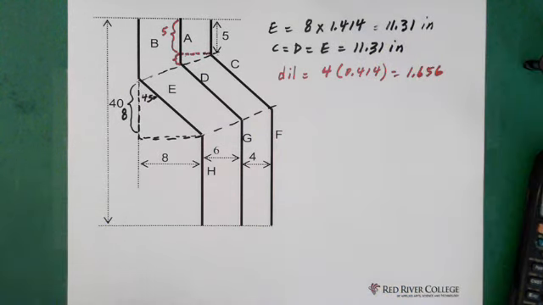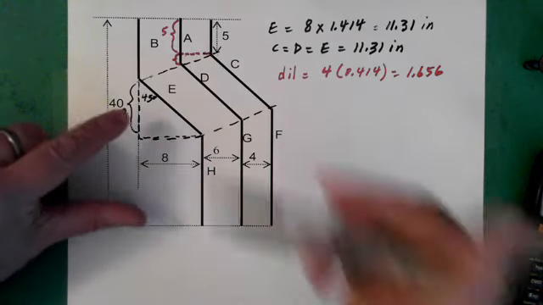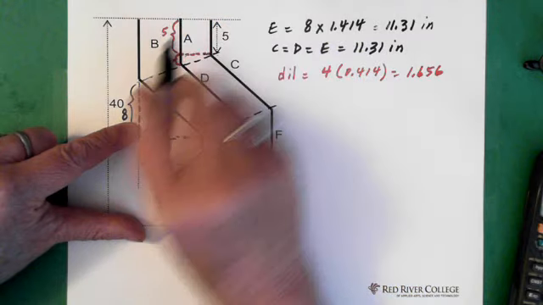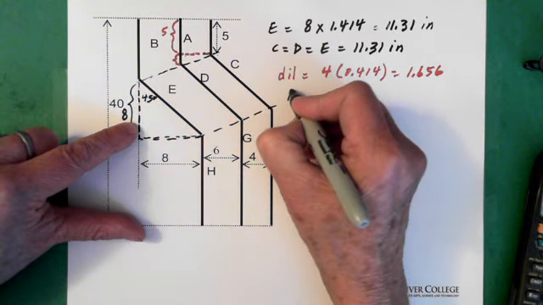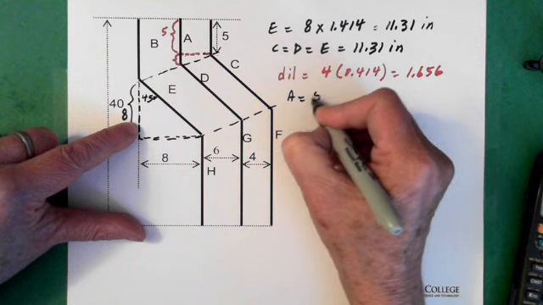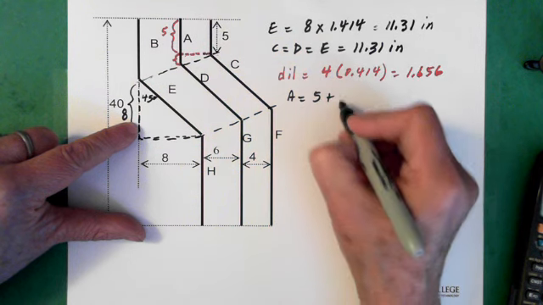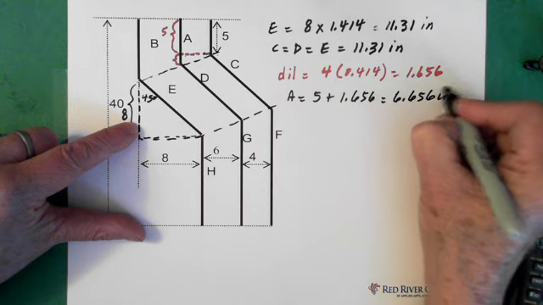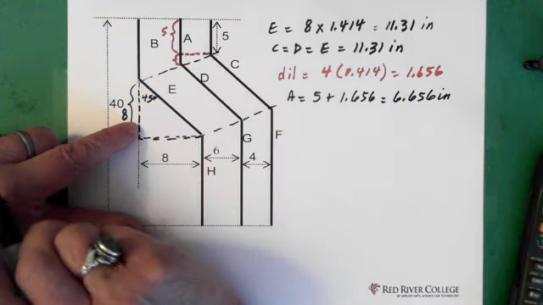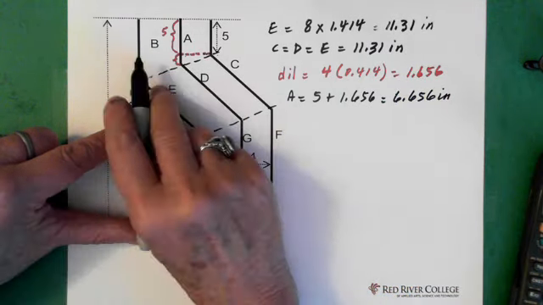Okay, so then what that means is that A is 5 plus the difference in length. So A equals 5 plus this difference in length, which is 1.656. So we end up with 6.656 inches. All right, that's the length of A. Now we can solve for B. We use the same process.